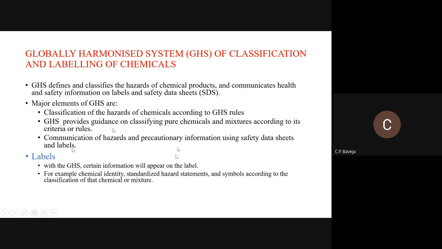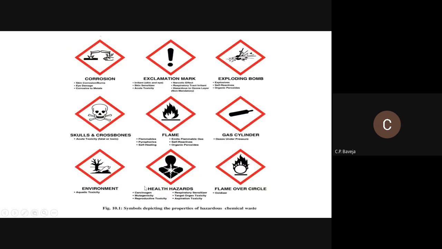What are labels? Labels are put on the chemicals. With the GHS, certain information will appear on the label. What is this information? For example, chemical identity: what is that chemical? Standardized hazard statements: what hazard may occur. And a symbol, according to the classification of that chemical or mixture. These are the various symbols which are used. First is corrosion, and on the label it's written what effect may occur, like skin corrosion, burns, eye damage, corrosive to metals.